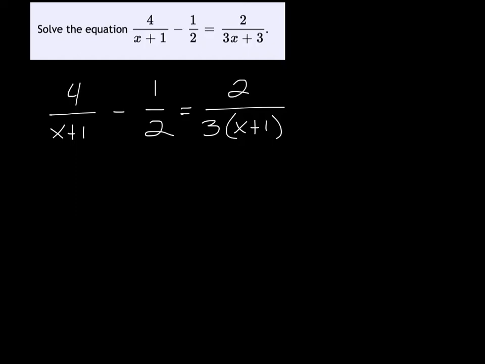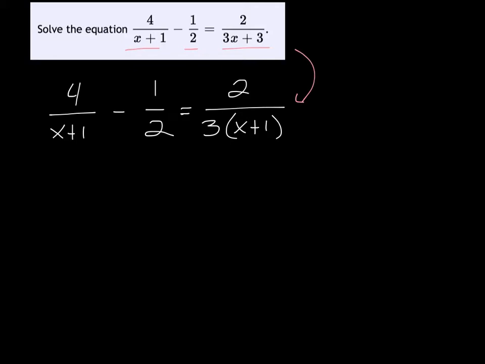Alright, to solve this rational equation, the first thing that we need to do is to identify the least common denominator. To do that, we take our denominators and we factor them as much as possible. And that's what I've done here. The only denominator that factors is this 3x plus 3 on the right hand side of the equation.